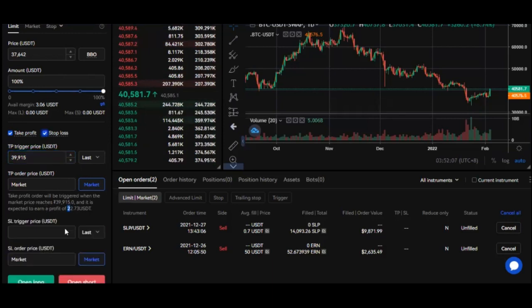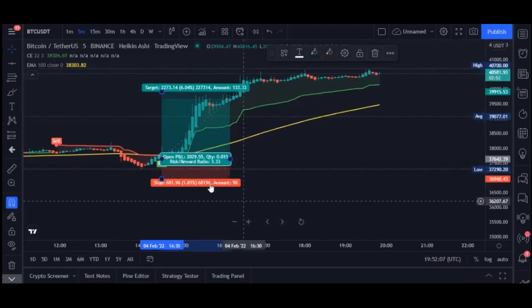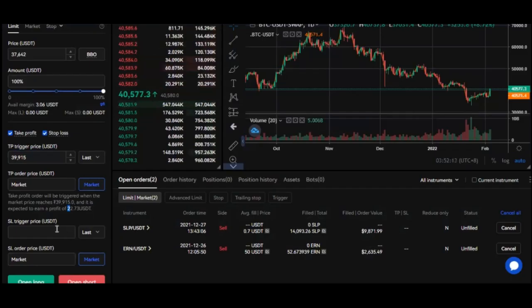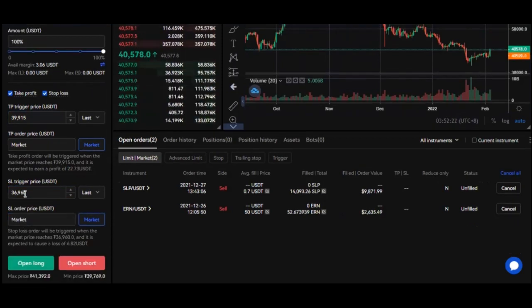If I want to set the stop loss, our stop loss will be on TradingView. The stop loss there is 36,960. So I'll come back here and put it here at 36,960, okay? And here it is letting us know that if it gets to this price, we are going to lose $6, okay?